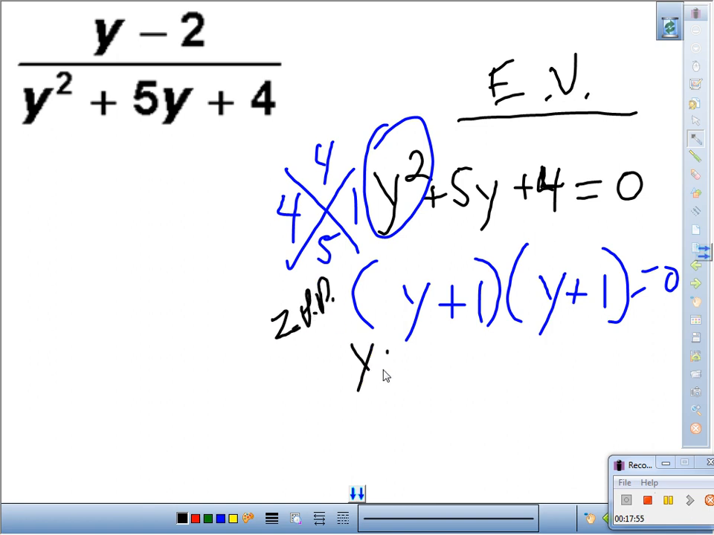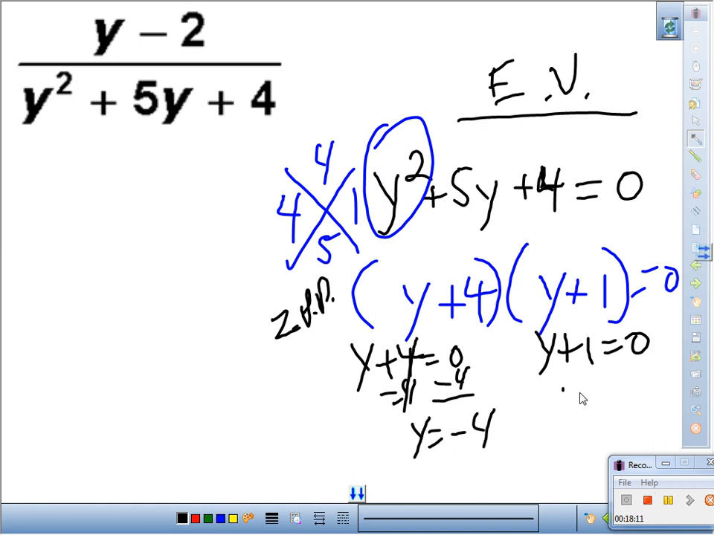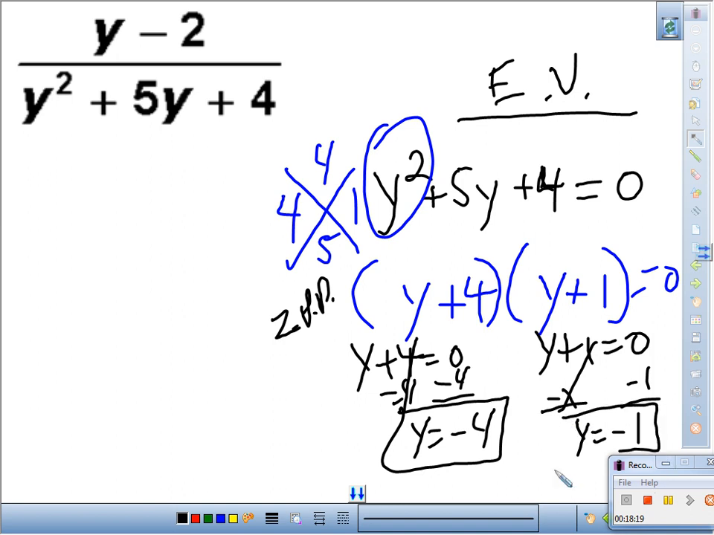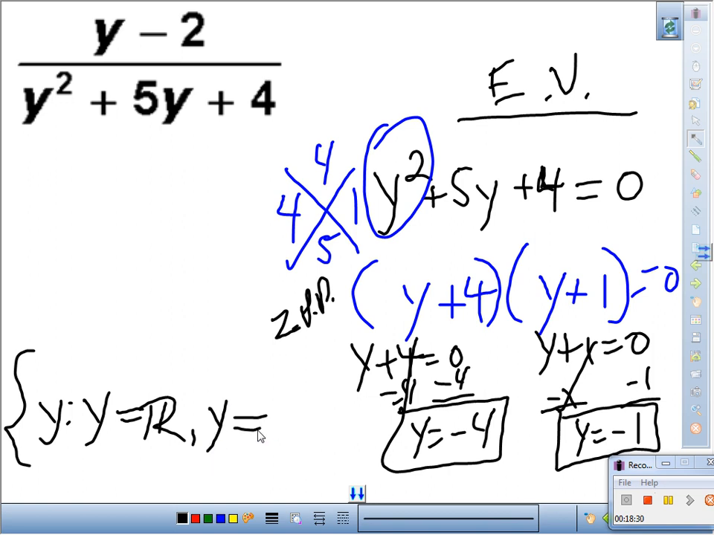ZPP, yeah, you know me. y plus 1 equal to 0. Oh, this was 4, I'm sorry. This was 4. y plus 4 equal to 0, and y plus 1 equal to 0. So minus 4 minus 4, y equals negative 4, minus 1 minus 1, y equals negative 1. So what are my excluded values? Negative 4, negative 1. And how would we write that? The solution set of all y such that y is equal to what? Any real number except y cannot equal negative 4 and negative 1.